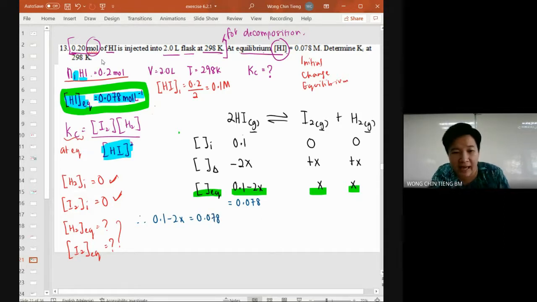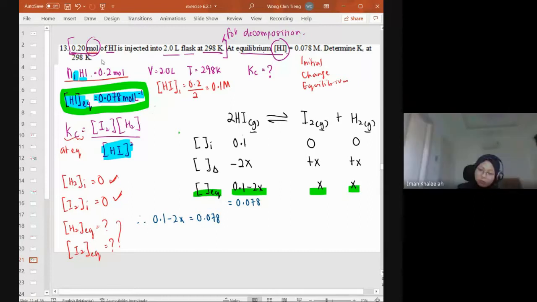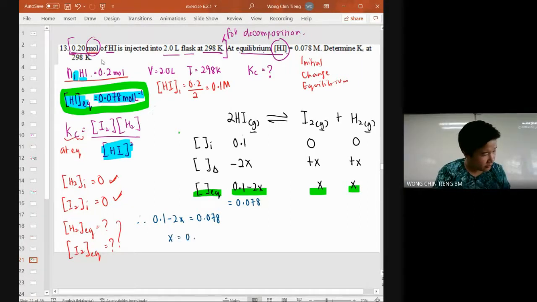Can I have the x, please? Solve the mathematics and I want the x. Iman? 0.011. X equals 0.011. That is the x.